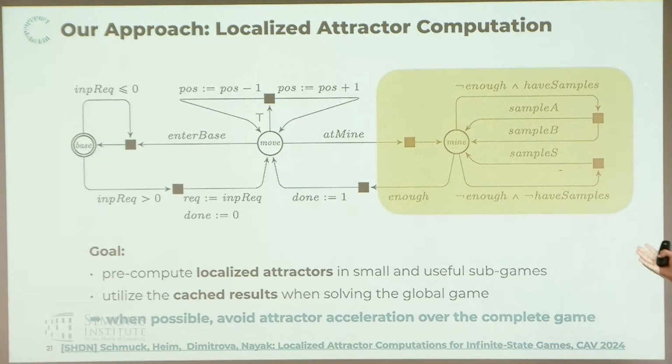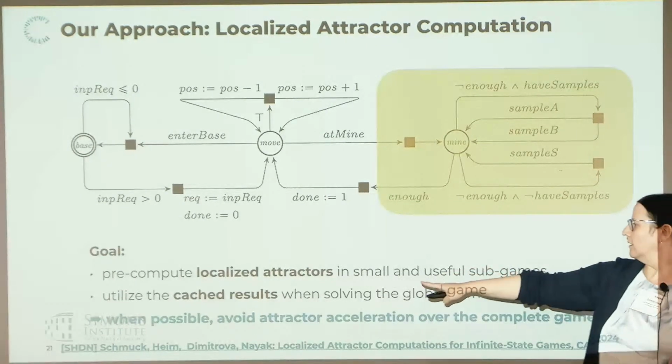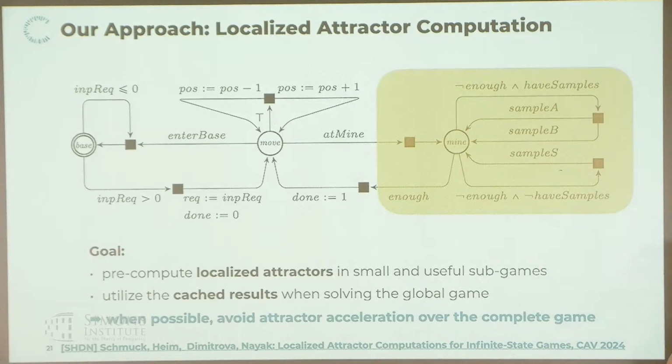So in the example that I showed you, we had this very local reasoning for one part of the game structure, and this is actually what our aim is. Namely, we want to pre-compute some localized attractors in what we call small and useful sub-games, and then utilize these cached results when solving the actual global game. Whenever possible, we want to avoid performing attractor acceleration considering the whole game. Ideally, we want to apply acceleration at parts of the game where it is relevant and useful, and not have attempts that don't lead to actual acceleration.